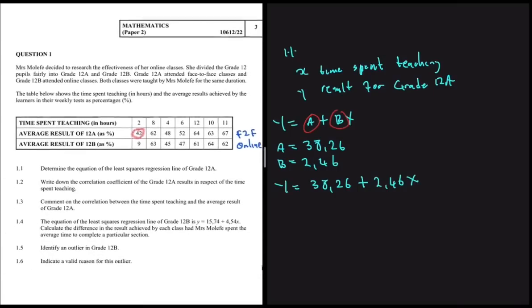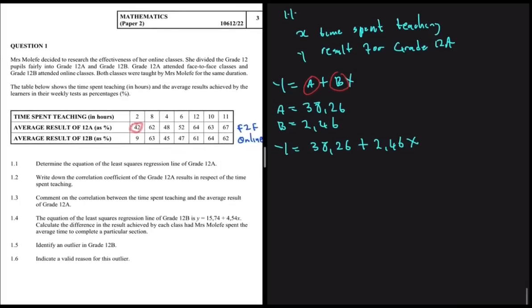Now let's do 1.2. Question 1.2 says let's write down the correlation coefficient of the grade 12A results in respect of the time spent teaching. So we're looking for R, the correlation.